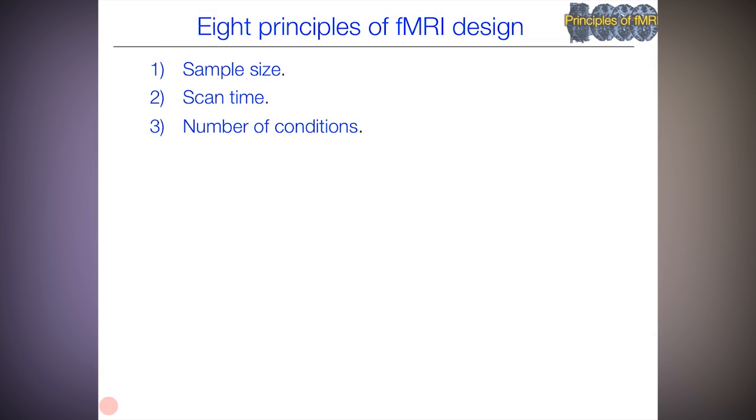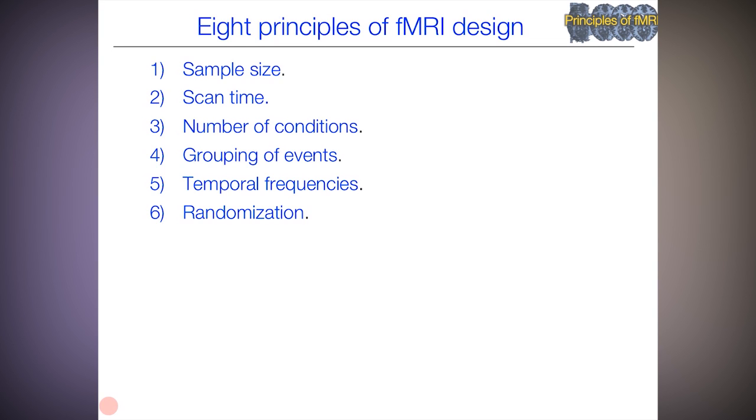First is considerations related to sample size, to scan time, number of conditions that you test, how the events are grouped in those conditions, the temporal frequencies at which the task varies, the randomization of events, the issues surrounding nonlinearity in BOLD signal, and ways of optimizing your design.